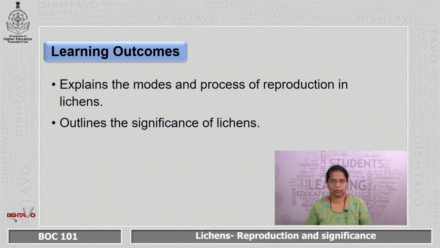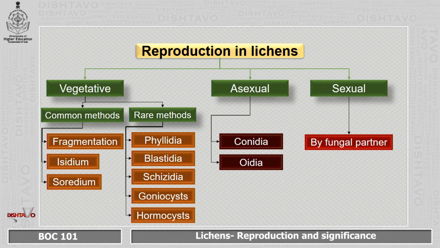Learning outcomes. This module explains the modes and process of reproduction in lichens. It outlines the significance of lichens. Reproduction in lichens can be in three modes, that is vegetative mode, asexual mode and sexual mode. Let us begin with the vegetative mode.